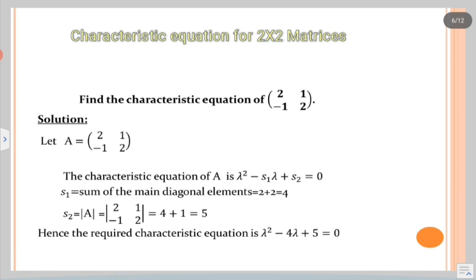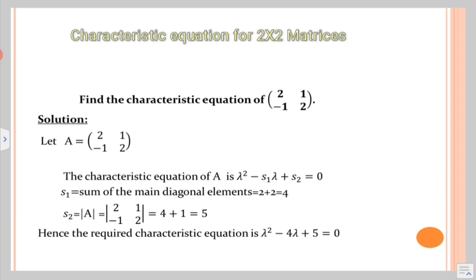Now let us solve the problems on characteristic equation. First problem, how to find the characteristic equation for a 2 by 2 matrix. The matrix given here is 2, 1, minus 1, 2. Now let us see the formula for characteristic equation. We all know it is a 2 by 2 matrix, so it will end up with a quadratic equation.